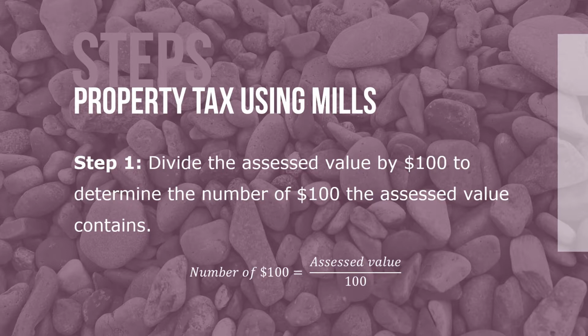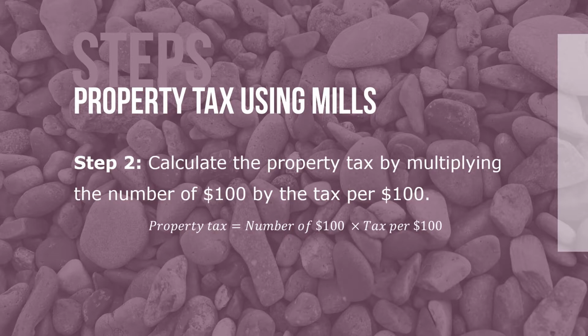Step 1. Divide the assessed value by $100 to determine the number of $100 the assessed value contains. Number of $100 equals assessed value divided by 100. Step 2. Calculate the property tax by multiplying the number of $100 by the tax per $100, where property tax equals the number of $100 times the tax per $100.